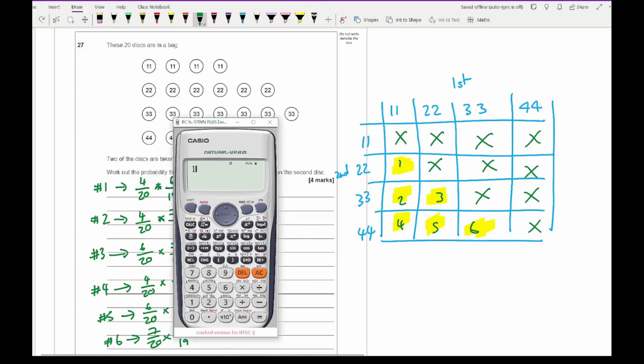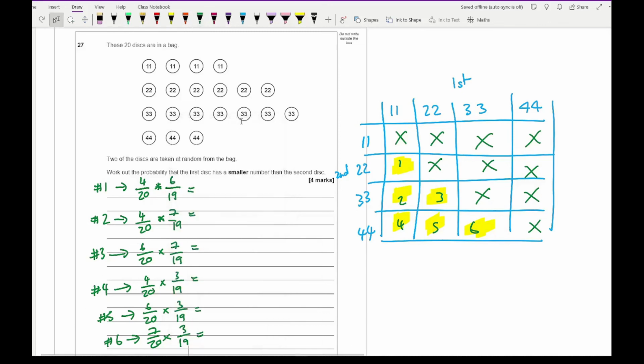So then to work out what each of these probabilities are, let me get the calculator out. Let's just do 19 times 20 first, which is 380. So all of these are over 380.